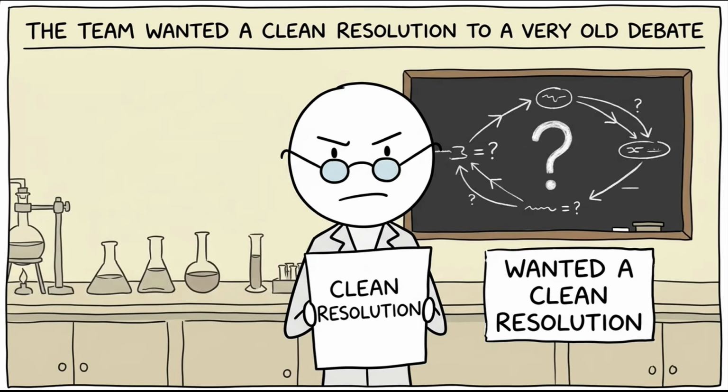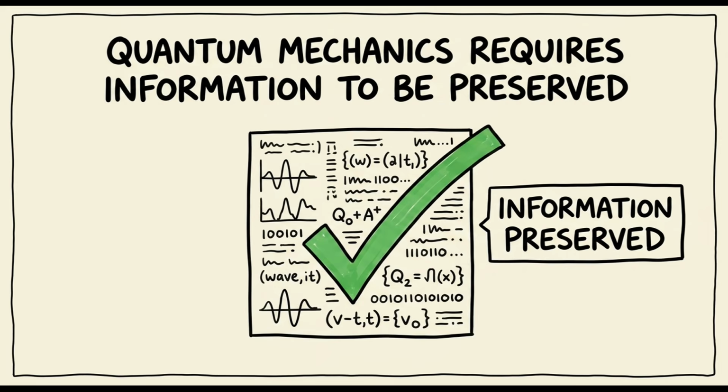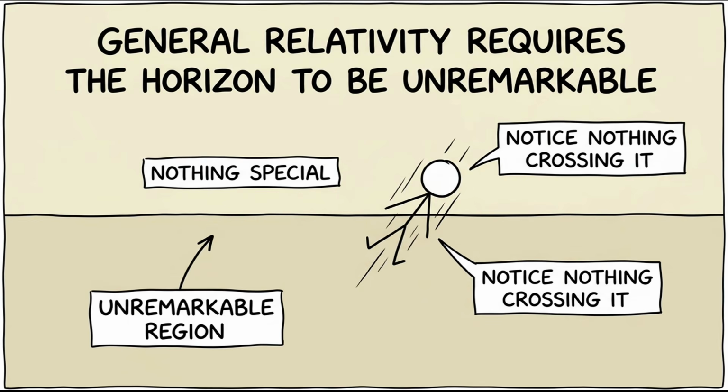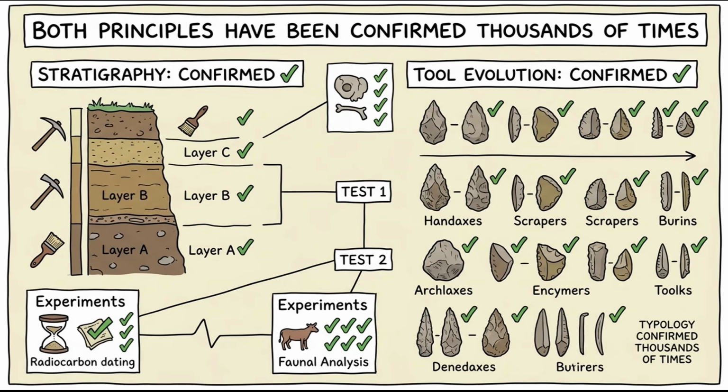The team wanted a clean resolution to a very old debate. Quantum mechanics requires information to be preserved. General relativity requires the event horizon to be an unremarkable region of spacetime. A freely falling observer should notice nothing crossing it. Both principles have been confirmed thousands of times in independent experiments over a century.